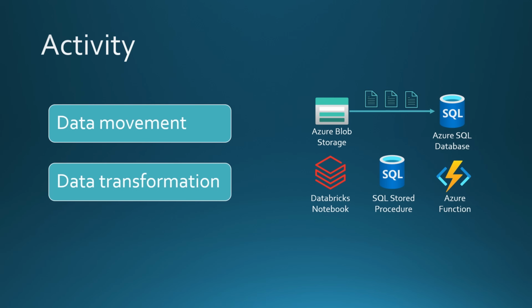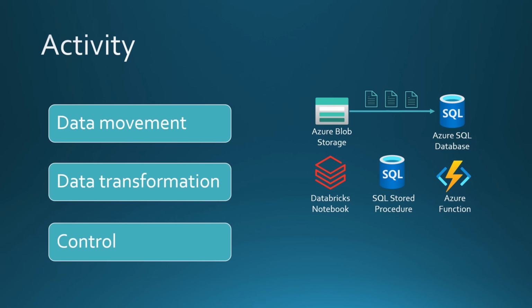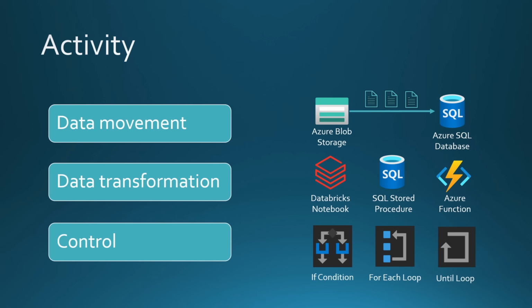Then the last group is control activities, and control activities are used for the pipeline control flow. For example, if you want to put some conditional logic to your pipeline or receive metadata about some files, these are basically your control activities.